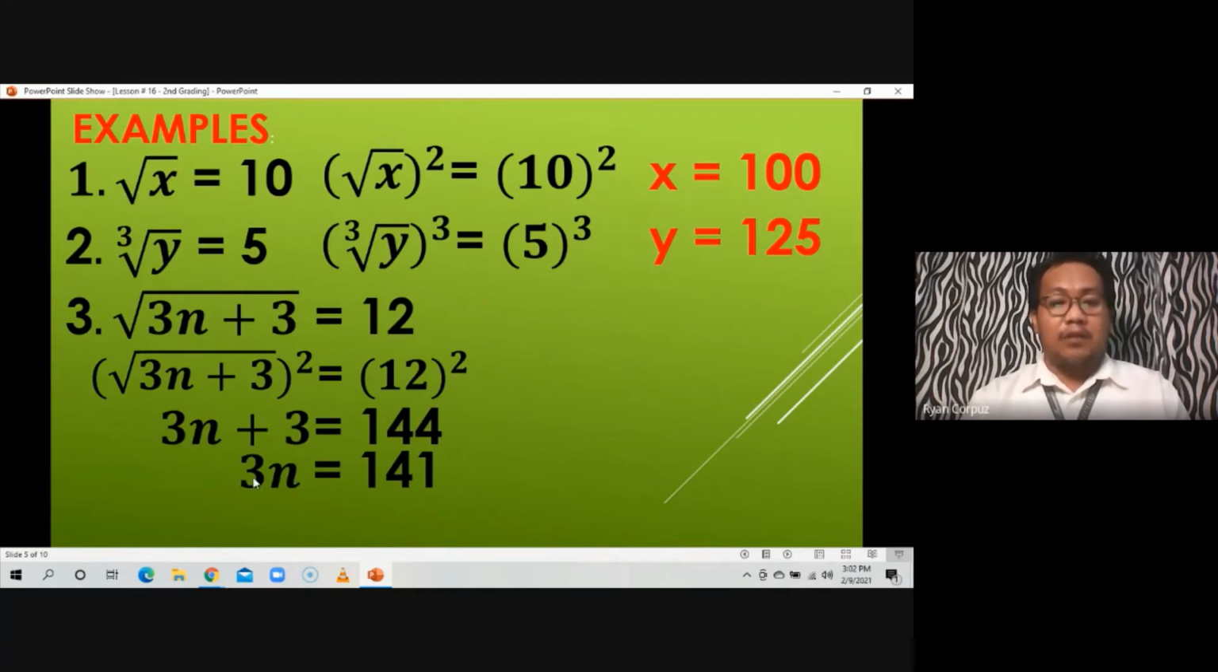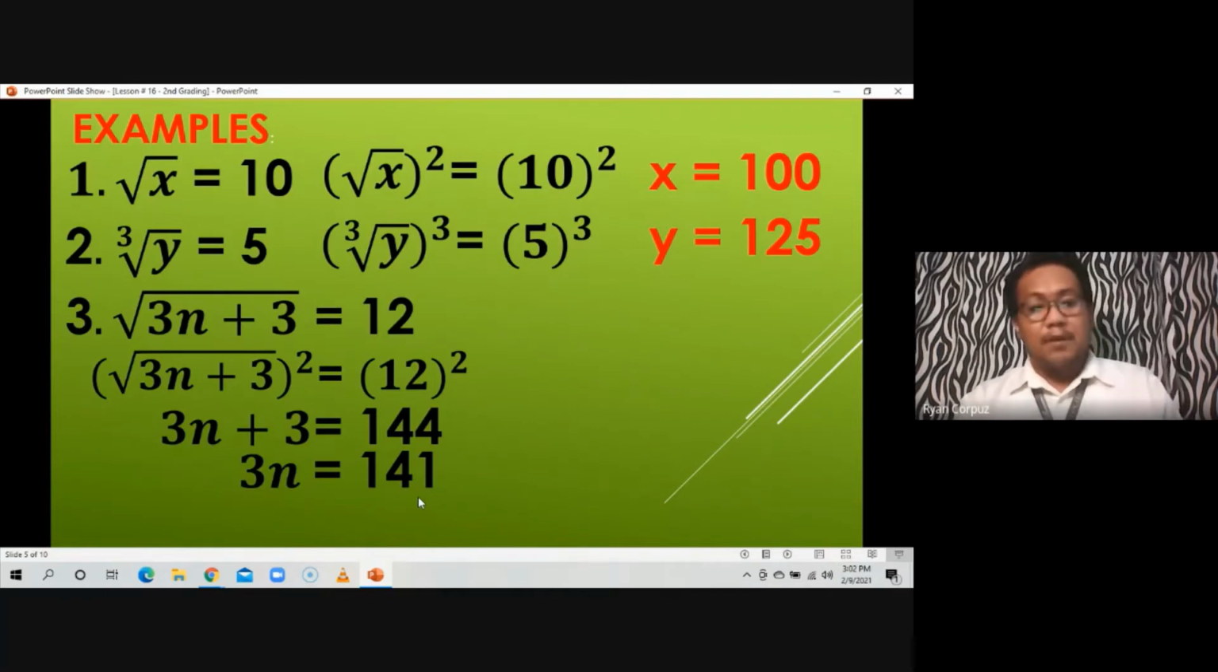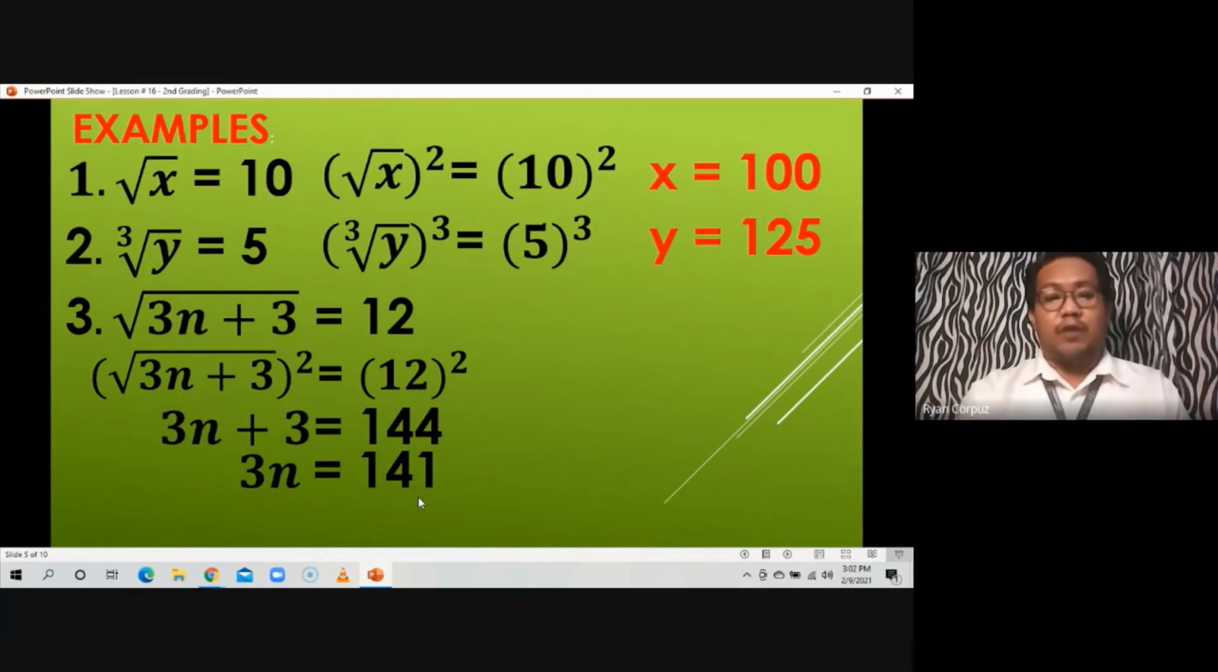So pag dinivide natin yung 3n by 3, matitira na lang is n. So that is what we are looking for in the problem. Then divide 141 by 3. So what is 141 divided by 3? So sa 14, 3, 6, 9, 12, 4. Na matitirang 2. Then 21 ulit. 21 divided by 3, that would be 7. So therefore, we come up with the answer for number 3 as n is equal to 47.